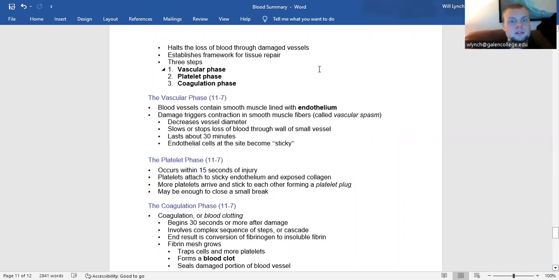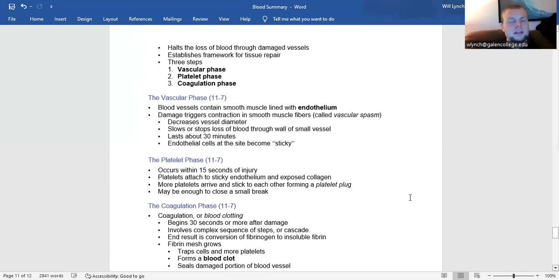Blood vessels are going to contain smooth muscle, we know this, in the endothelial lining. As soon as we have damage to a blood vessel, that will immediately trigger contraction of the smooth muscle fibers around that vascular area. This is going to immediately constrict the vessel, decrease the vessel diameter, slowing down and stopping blood flow to that particular vessel. This is going to last for about 30 minutes after injury.